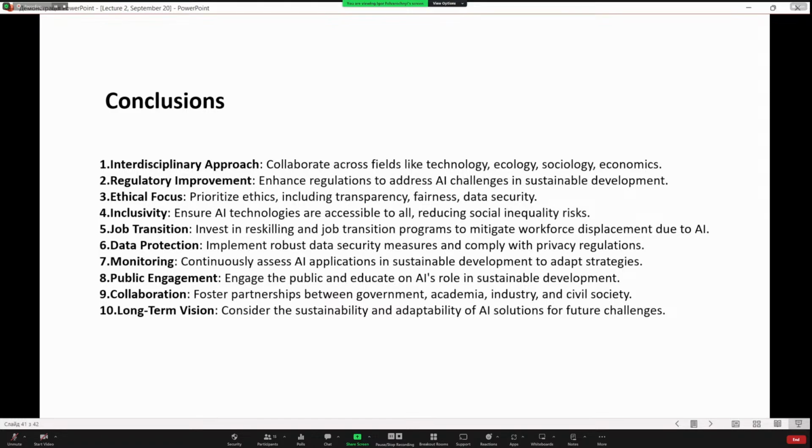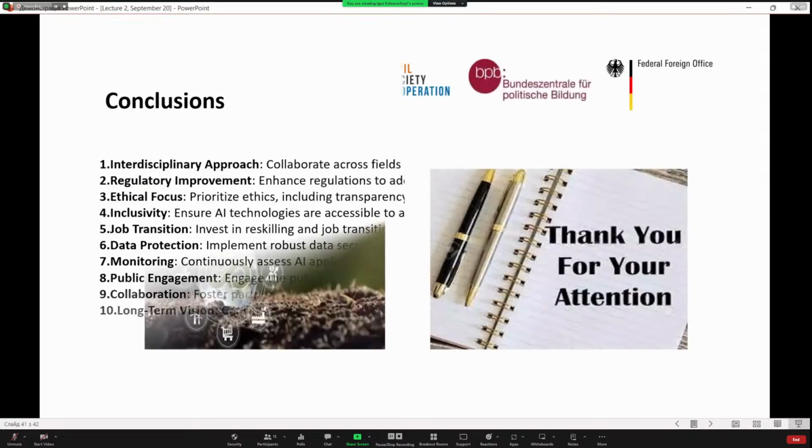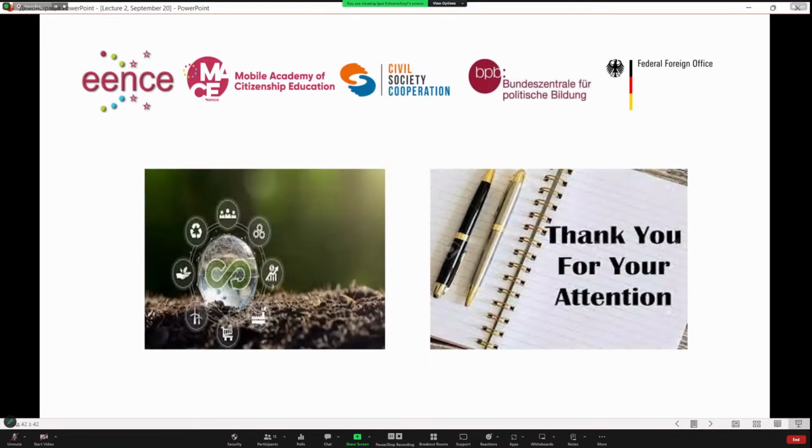process of collaboration and cooperation between AI and SDGs should use some methodological approaches such as interdisciplinary, regulatory, ethical focus, inclusivity, job transition, data protection, monitoring, public engagement, and collaboration. And all of them should have some long-term vision. So we should collaborate and find new technology and ecology and exclusive concepts to avoid problems which are possible in the future, and collaborate on our planet and defend it. Thank you for your attention, and we'll be grateful for your questions.